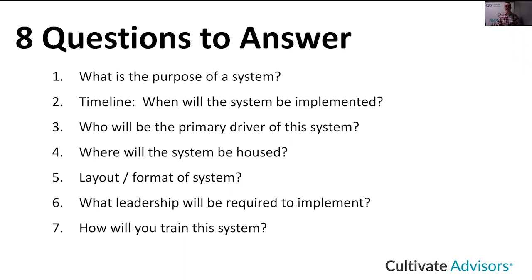How will you train this system? Even though you've documented it, you can't just assume people are going to go look at it. They're still going to come ask you questions, right? Clients and employees. It's important that you have a clear resource place you can send them and say, this is where you're going to look at it, and here are the training documents to support the documentation of how it works.